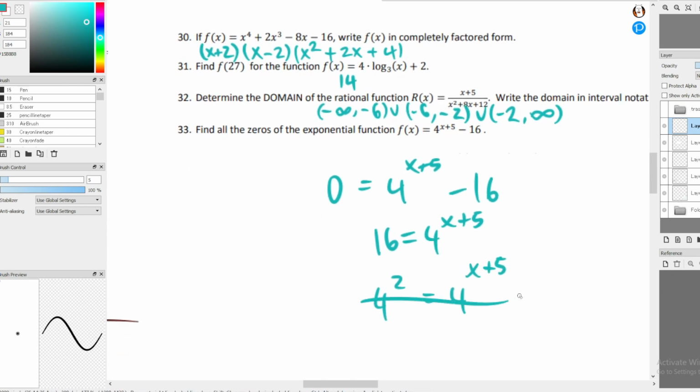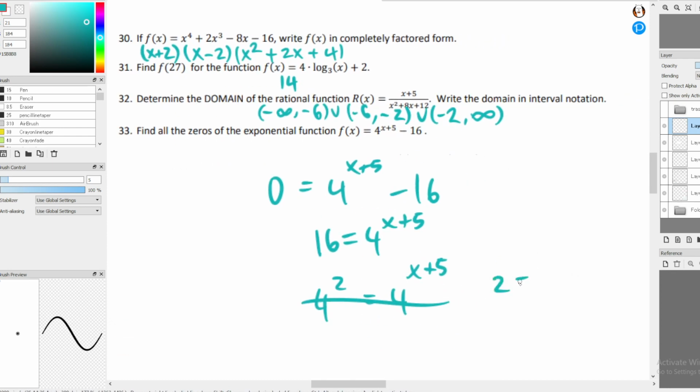Now all of our bases are the same, so we can cross them out. So we get 2 is equal to x plus 5. So we'll get -3 is equal to x. And that is our 0. So we'll get x is equal to -3. Woohoo!